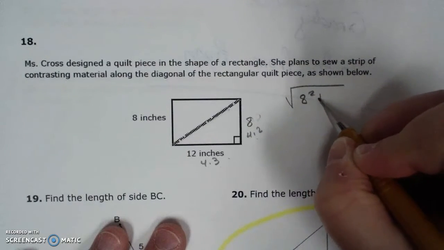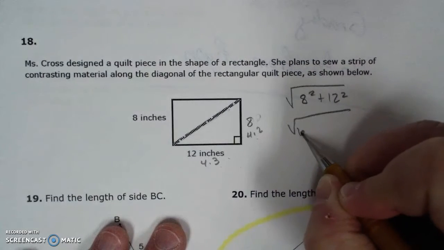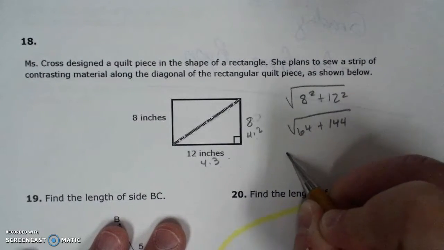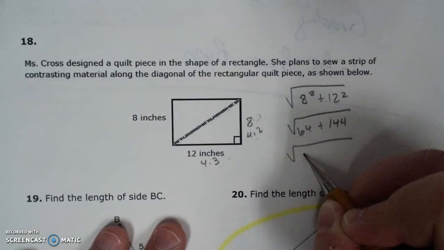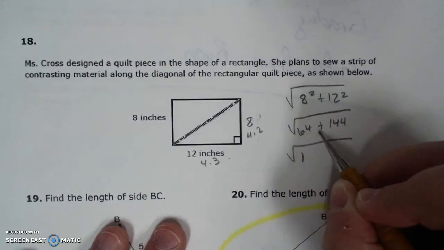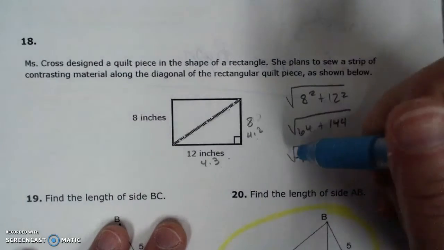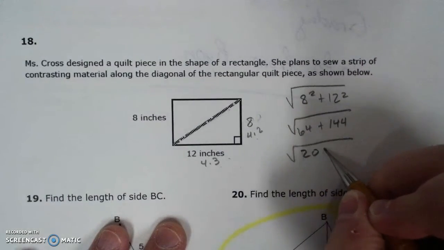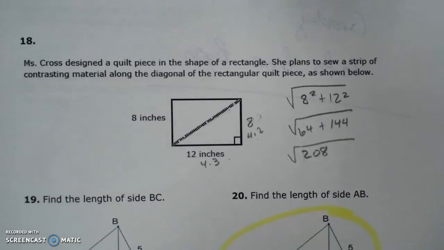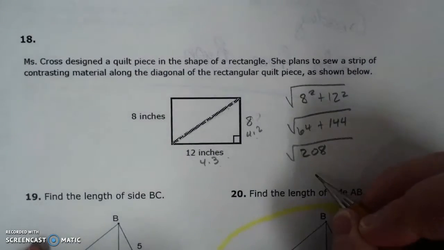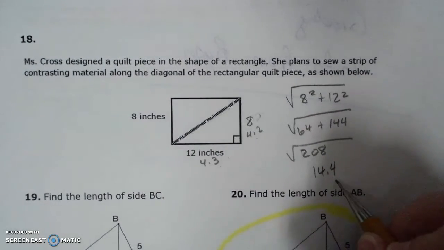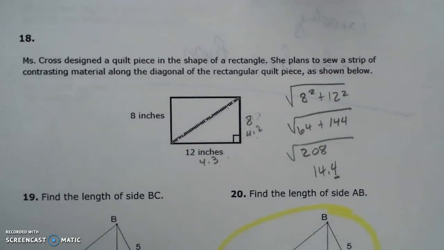That is 8 squared plus 12 squared, which is 64 and 144, which is 208. Trying to do math in my head. And the square root of 208 is 14.4, and I'm going to leave it rounded to the nearest tenth.